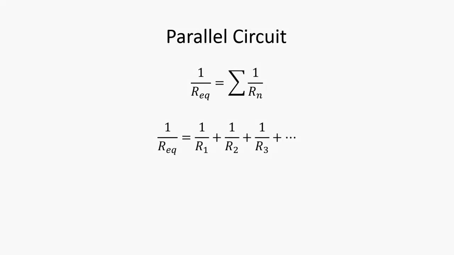The formula for calculating equivalent resistance when the components are in parallel is as follows. Basically, the reciprocal of R equivalent, or 1 over R eq, is equal to the sum of the reciprocals of each component's resistance. For any circuit with only 2 resisting components, however, you can quickly calculate it by multiplying the values of the 2 resistances together, then dividing by their sum.